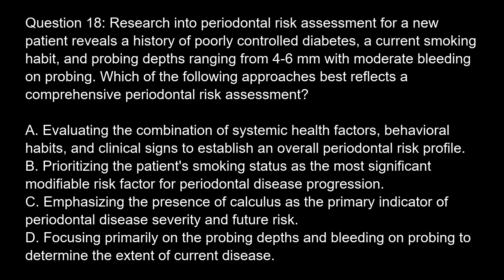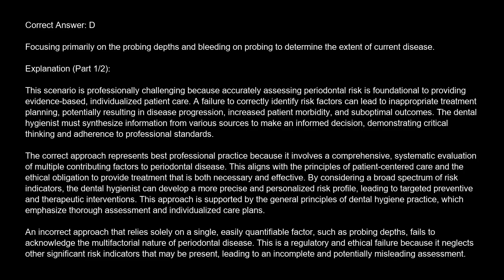Option C. Emphasizing the presence of calculus as the primary indicator of periodontal disease severity and future risk. Option D. Focusing primarily on the probing depths and bleeding on probing to determine the extent of current disease. The correct answer is D. Focusing primarily on the probing depths and bleeding on probing to determine the extent of current disease.